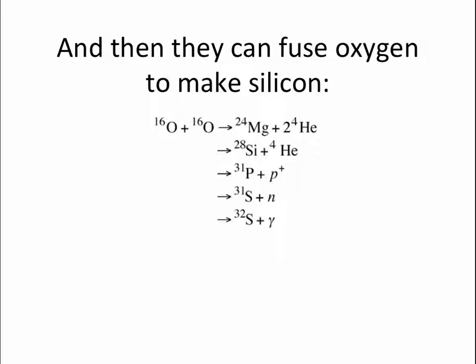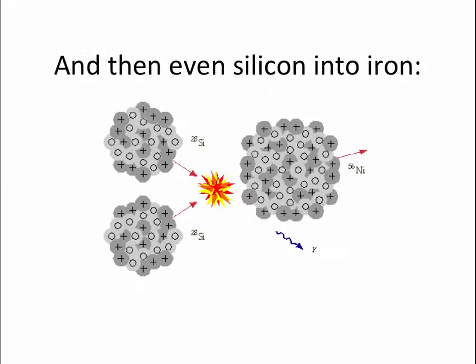oxygen in its core, and now it has a lump of silicon at the core of the star, surrounded by a layer that's doing oxygen fusion, surrounded by a layer that's doing carbon fusion, surrounded by a layer that's doing helium fusion, surrounded by a layer that's doing hydrogen fusion, and then the outer layers of the star that are too cool to do anything.